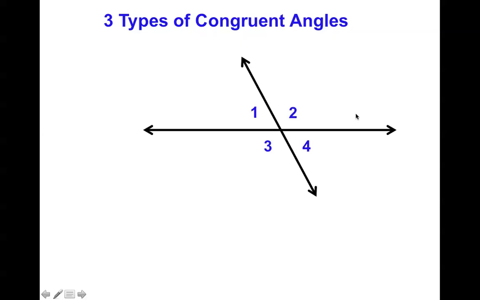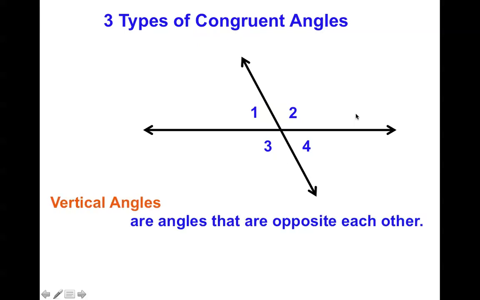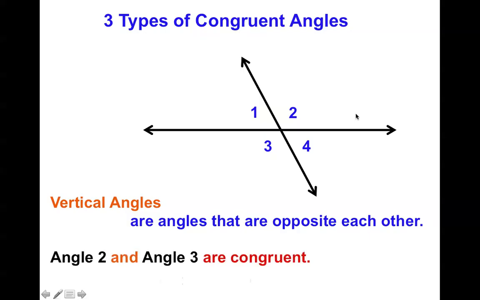So there are three types of congruent angles. One, vertical angles are congruent. They are angles that are opposite each other. What does that mean? Well, watch this. Notice 2 and 3 are opposite each other. Can you tell which other ones are opposite each other? You guessed it, 1 and 4 are opposite each other. And those are vertical angles, and they are congruent.